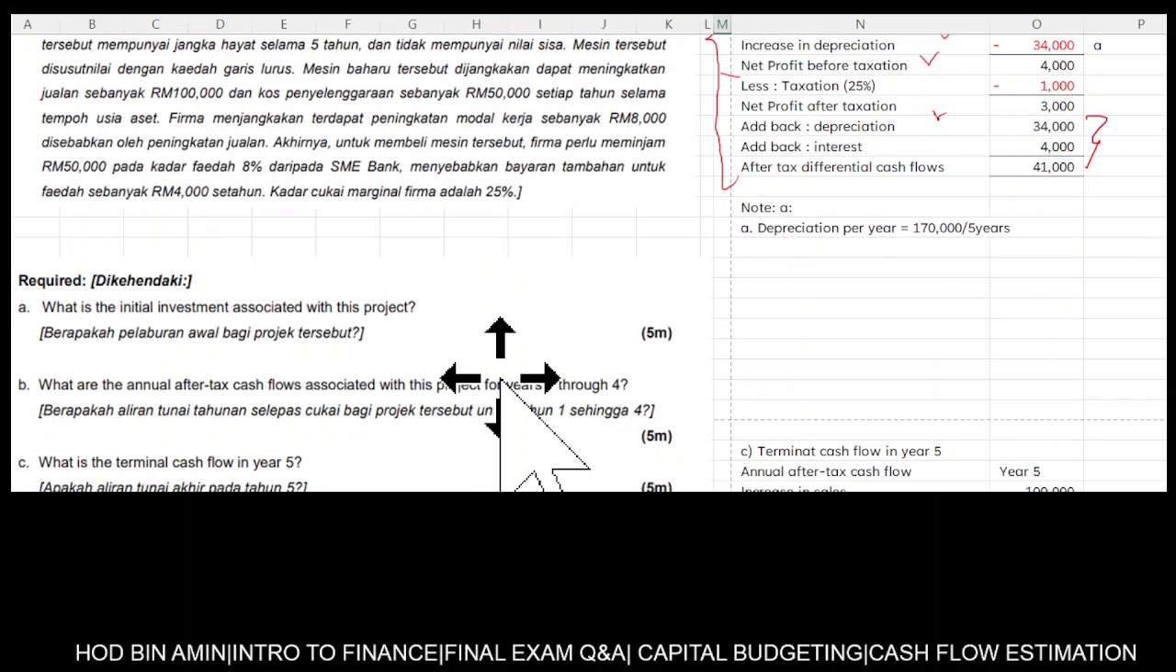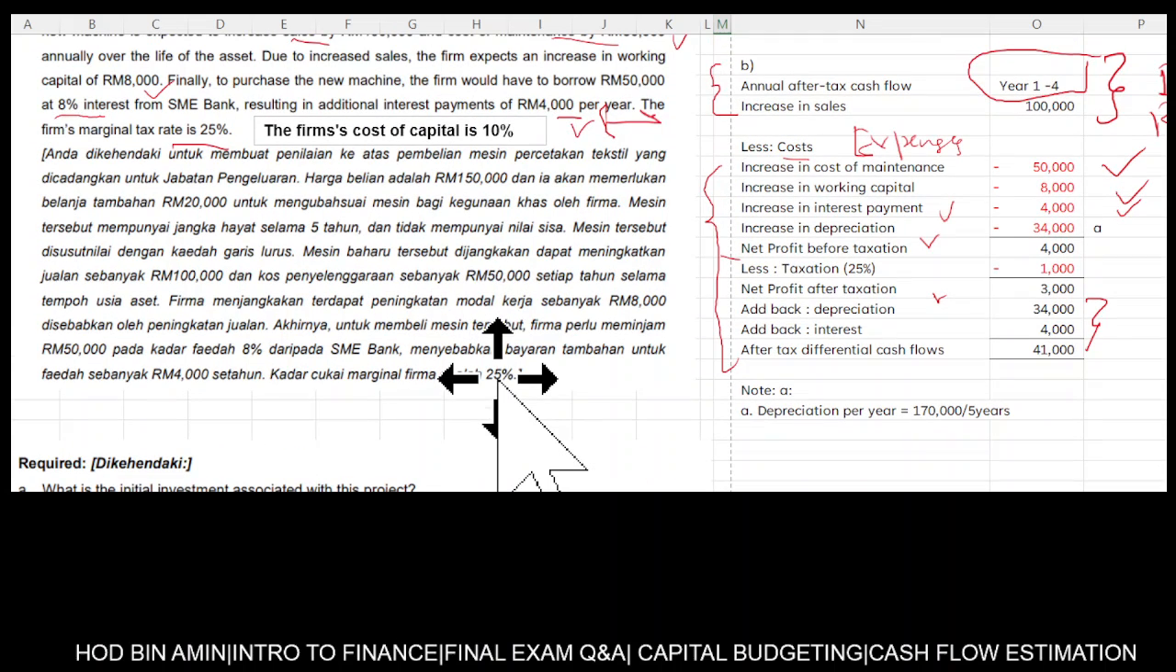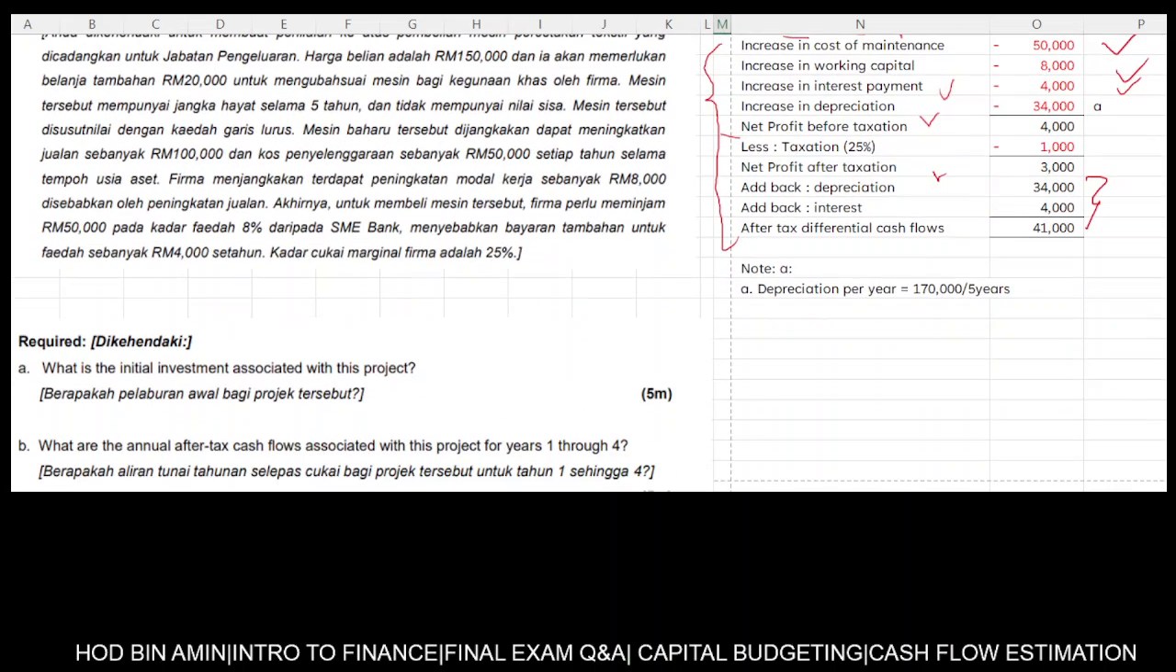The question for C is terminal. Terminal is at year 5 because our machine's useful life is 5 years. The figure is slightly the same, the same as year 1, year 2, year 4. Then the question required us to calculate the terminal, or the year 5.